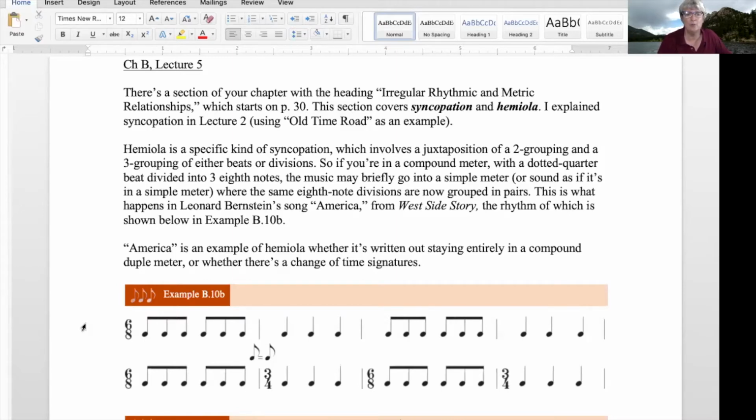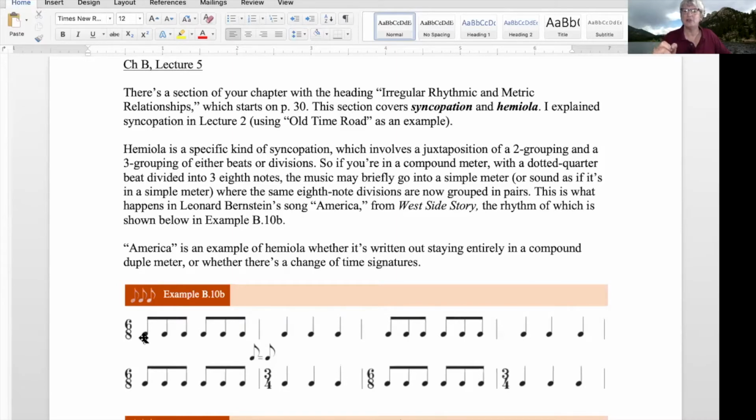Example B.10b shows you the rhythm of this. Each measure is based on a steady eighth note pulse. 1, 2, 3, 4, 5, 6, 1, 2, 3, 4, 5, 6, 1, 2, 3, 4, 5, 6. But in the first and third measures, they're grouped according to the meter signature 6/8, so that you hear a 3 plus 3. I like to live in a.